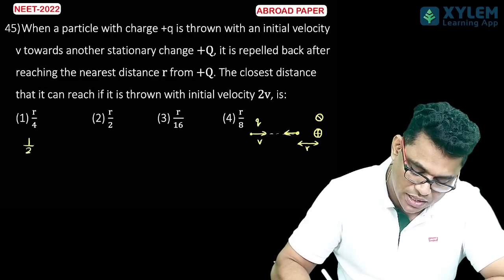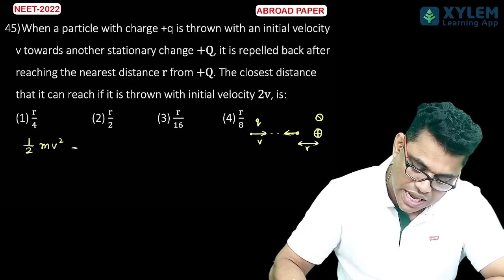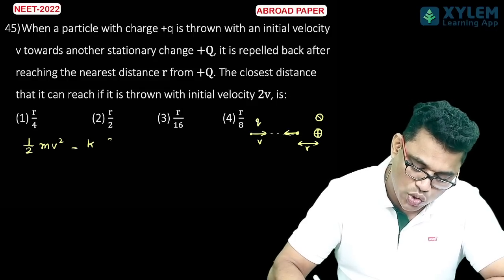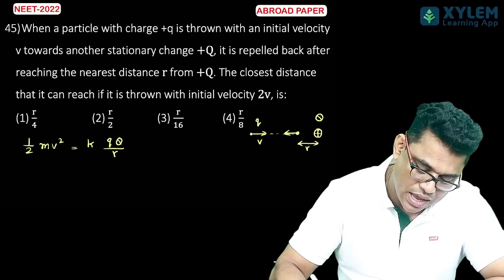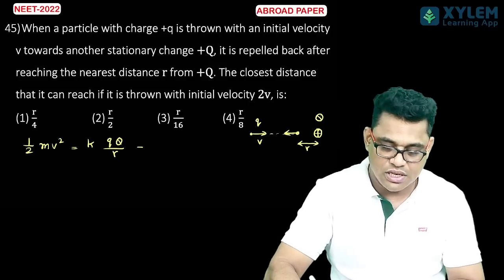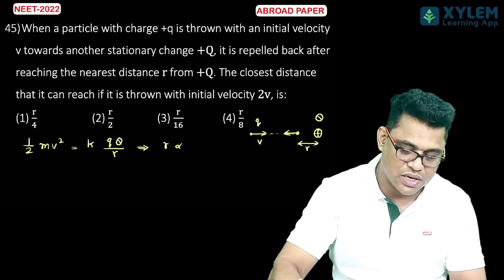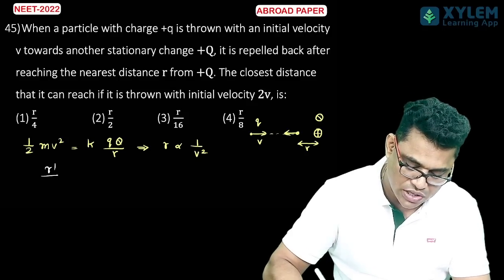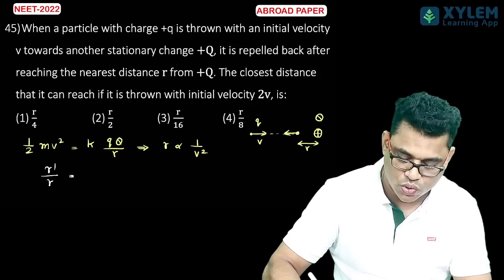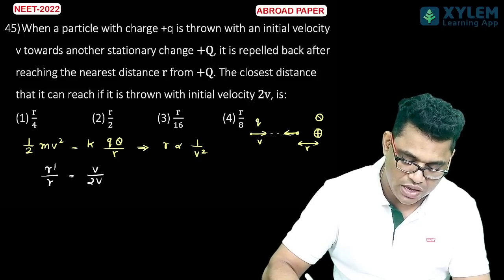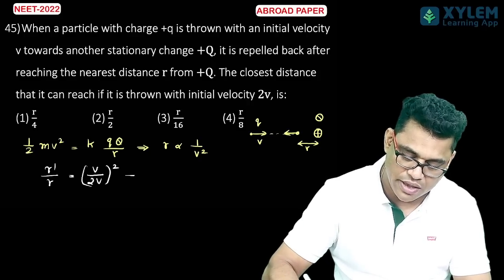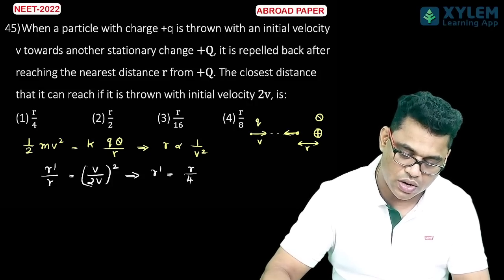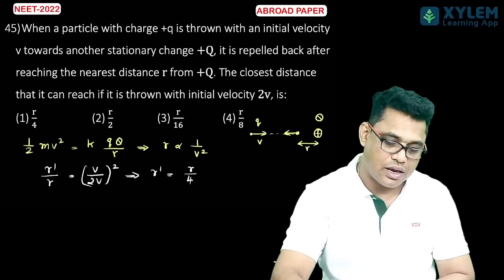See, the kinetic energy of the particle is half mv square. That must be equal to the potential energy of the system at the distance of closest approach, which is Qq divided by the approaching distance r. From this, it is very obvious that r is inversely proportional to the square of velocity. Therefore, you can write r dash divided by r is equal to v divided by 2v, all squared. From here, it is very obvious that r dash is equal to r divided by 4. Is there such an answer? Yeah, it is there here.